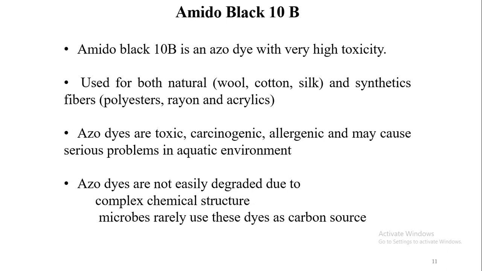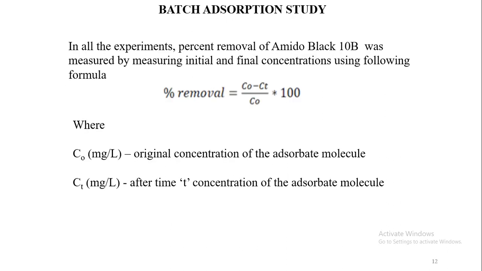Amido-black 10B is an azo dye which is highly toxic. It is used for coloring wool, cotton, silk, synthetic fiber, polyester, rayon, and acrylics. All the azo dyes are toxic, they are carcinogenic, and they can cause allergies and serious environmental problems also. These azo dyes are very difficult to degrade because they form complex chemical compounds, and microbes rarely use these dyes as a carbon source, therefore their degradation is very difficult.